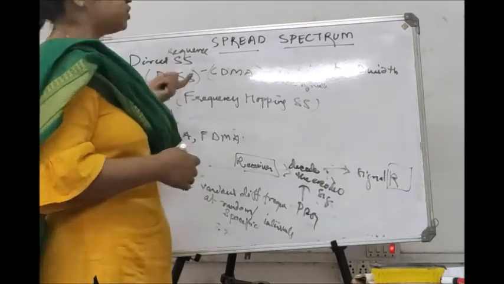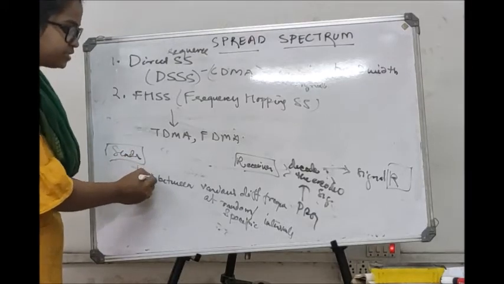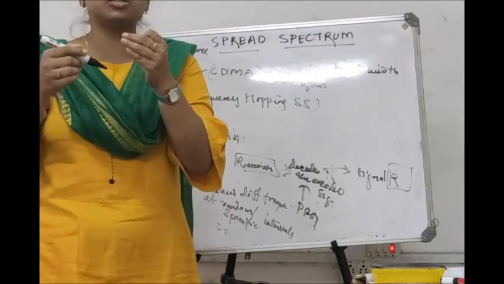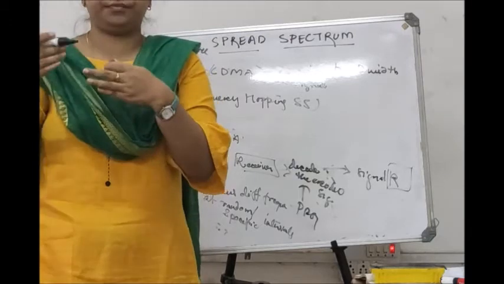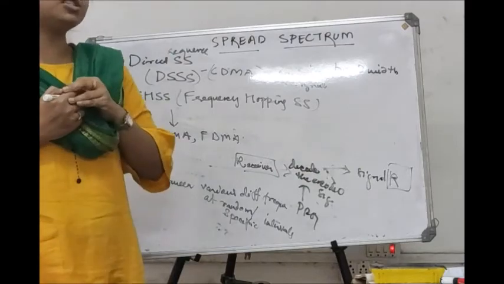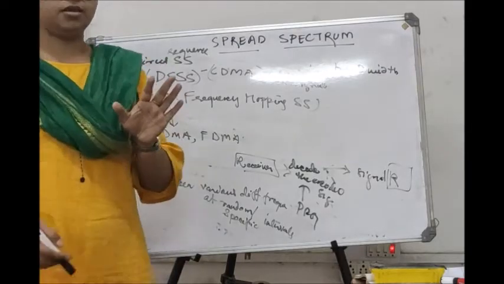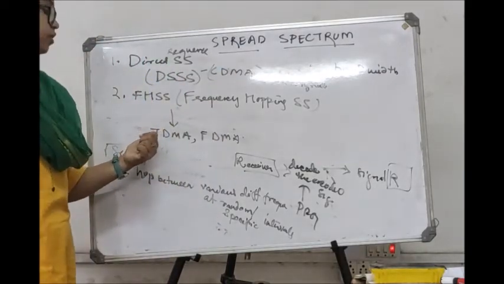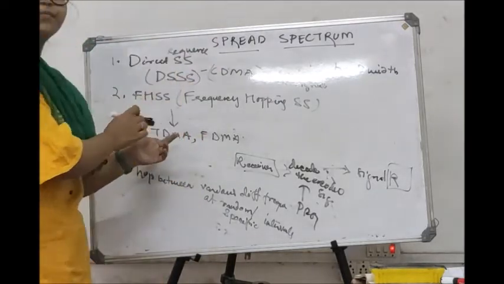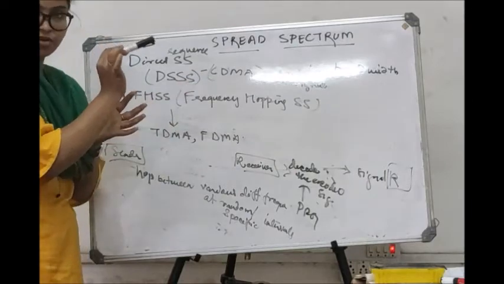So in FHSS there is frequency hopping. Frequency hopping means change in frequency. The frequency in which the signal is sent is changing, for both the sender and the receiver. How the frequency changes is decided by frequency division multiple access, and at what time is decided by time division multiple access. So time is decided by TDMA, frequency is decided by FDMA.